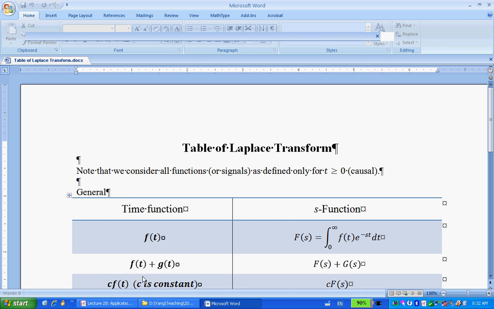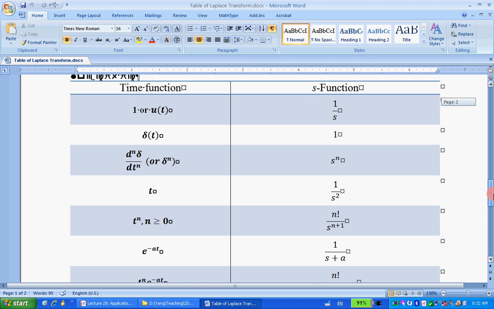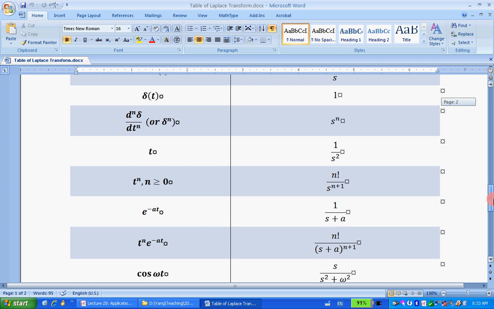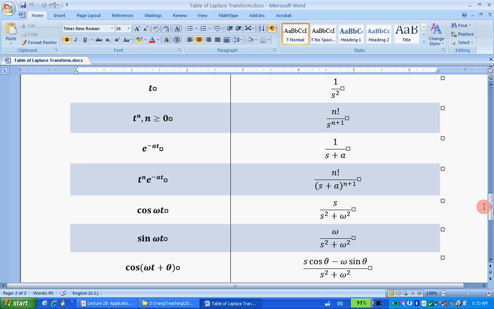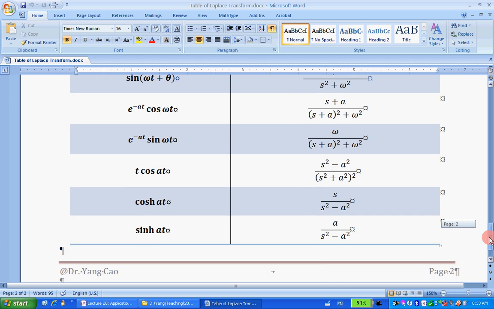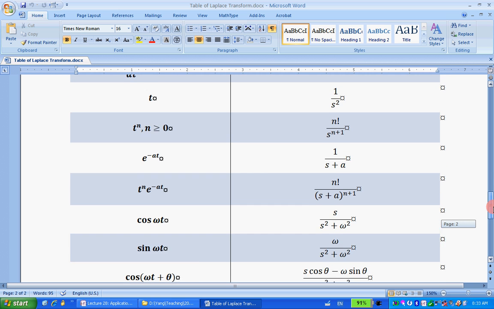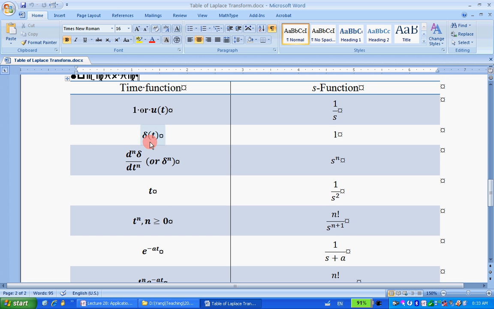I showed you some common, typical functions' Laplace transforms, which is the table given here. A lot of useful ones, for example, the exponential one, the sinusoidal, and a combination of exponential and sinusoidal. Those are very common ones. There's a formula sheet, and you can have this one in the final exam. Also the delta function and the unit step function.